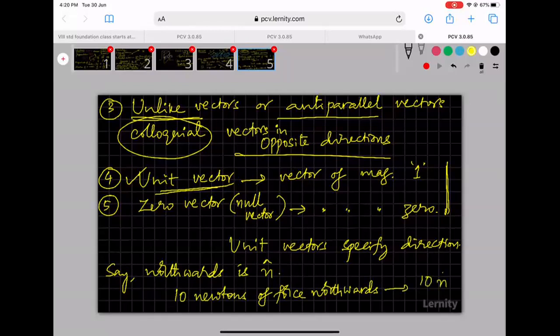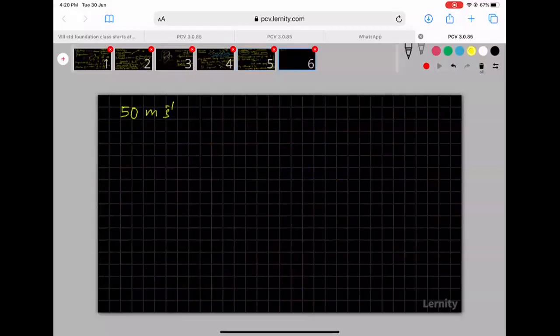Now we have written the force in terms of a vector. 10 n cap is the force that is acting, 10 units of force acting northwards. And I have to include the unit also, capital N, that is Newton. This n cap is not for newtons. N cap means northwards, that's all. I hope you understood.